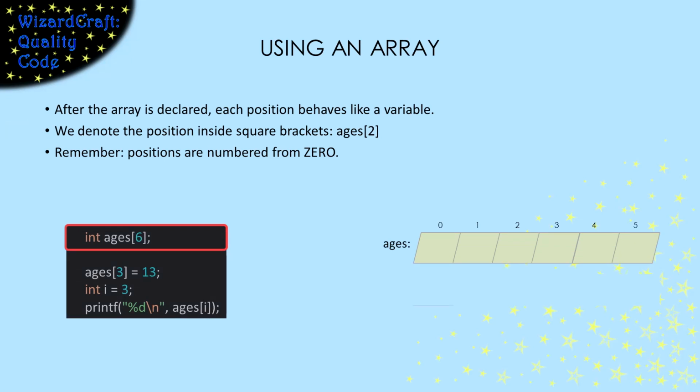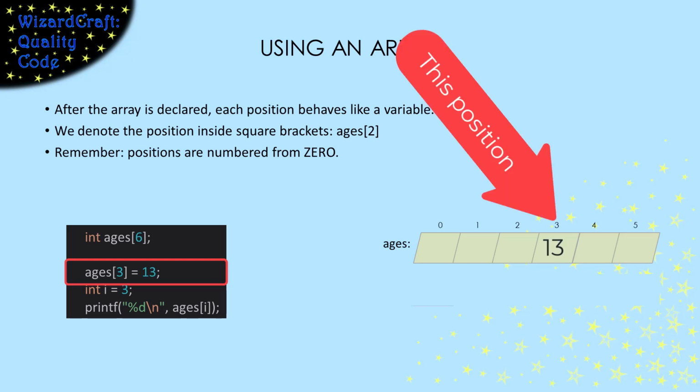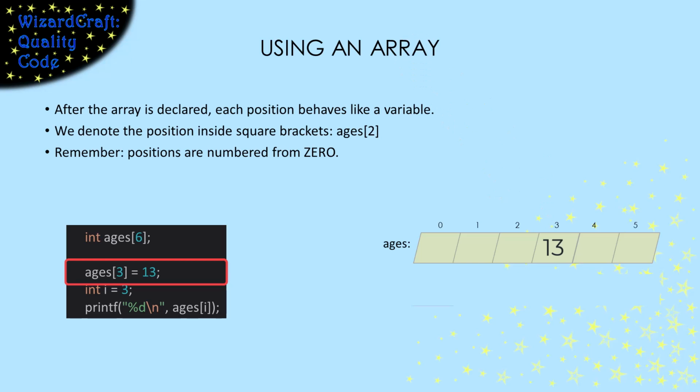I can store anything into the array with an assignment statement. We read this as ages sub 3 gets the value 13, and it has the effect of putting the 13 in this position of the array. One of the real powers of arrays comes from the fact that we can use a variable to specify the position we're interested in. For example, if I make an integer named i, and I give it the value 3, I can use ages sub i to access that position of the array.